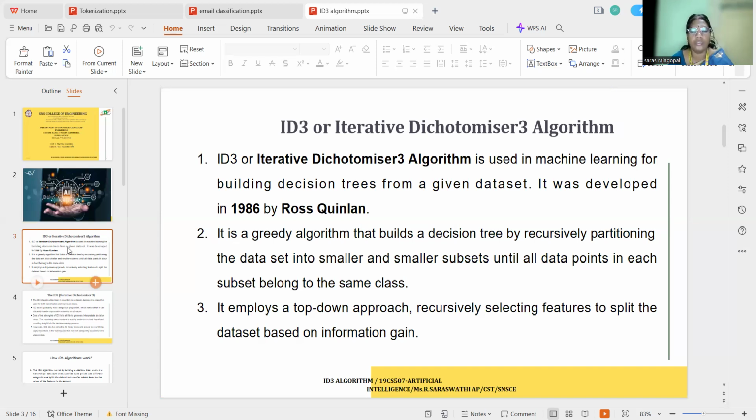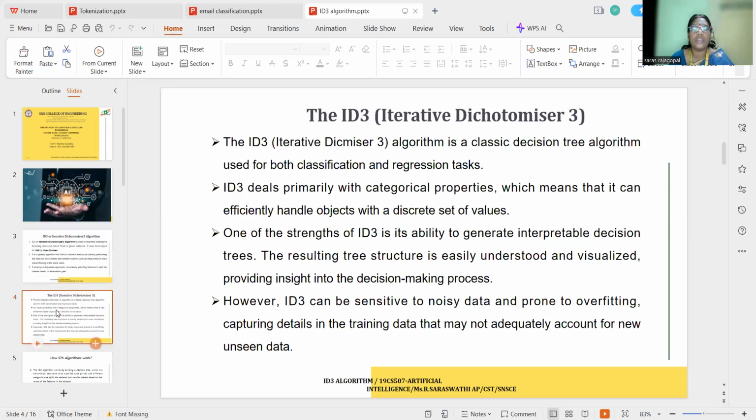It is a greedy algorithm that builds a decision tree by recursively partitioning the data set into smaller and smaller subsets until all the data points in each subset belong to the same class. It employs a top-down approach, recursively selecting features to split the dataset based on the information gain. The ID3 algorithm is a classical decision tree algorithm used for both classification and regression tasks. The ID3 deals primarily with categorical properties. It only categorizes the data. It does not handle a continuous set of values.